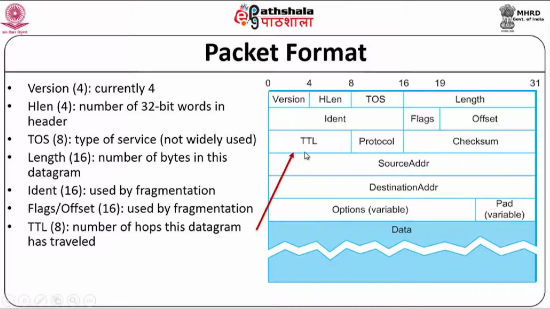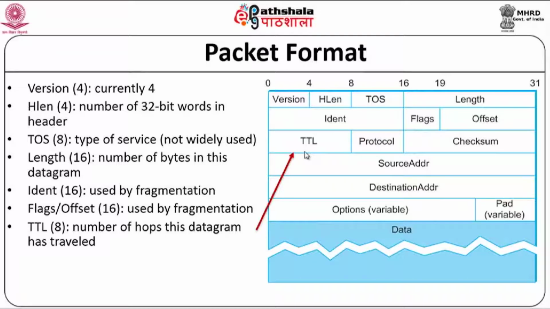Now, a time to live field is normally interpreted as the time for which this packet is considered to be alive in this network. It is actually implemented more as the number of hops through which this datagram has travelled. So, it is set to a particular value and you keep decrementing this TTL value. When the TTL value goes to 0, at every router, at every hop, you decrement the TTL value by 1.